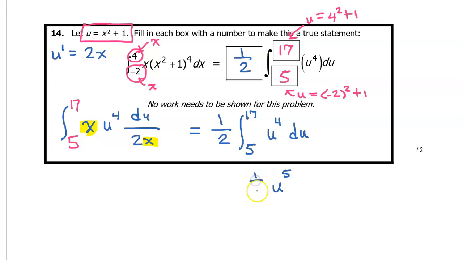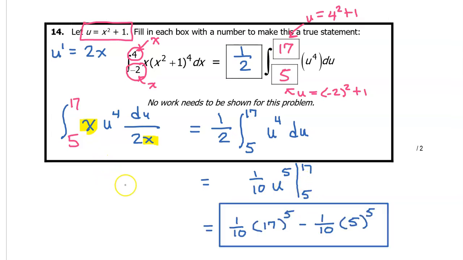So now I have 1/10 u to the 5th power, and here I am applying my brand new limits of integration from 5 to 17. So this means that we will find the value at 17 minus the value at 5. So if they had asked us to integrate, this would be the answer. But we didn't really need to do that. We were done as soon as we filled in the boxes.